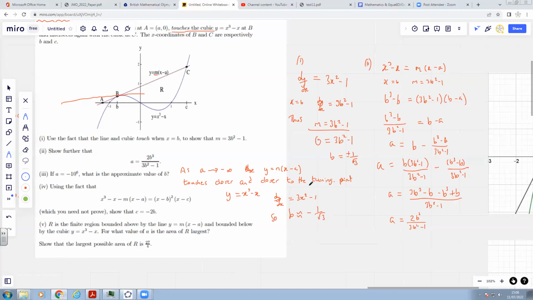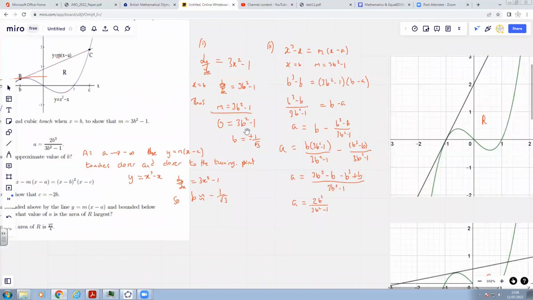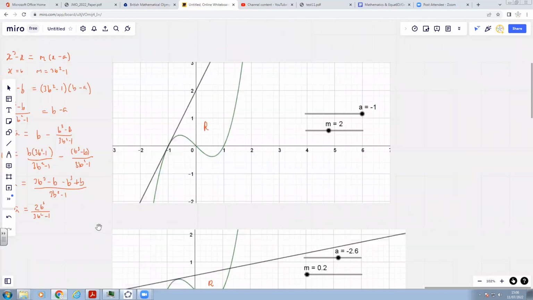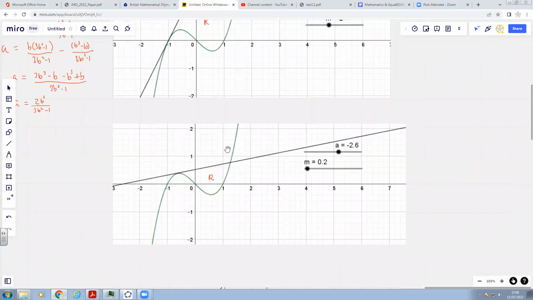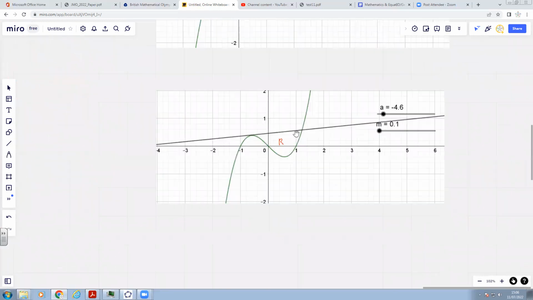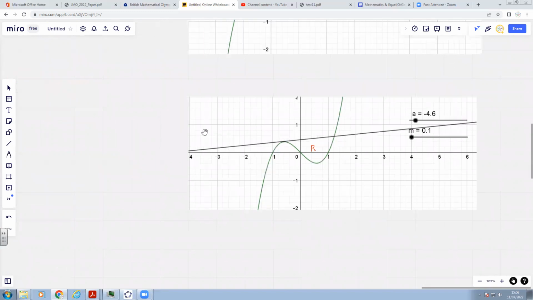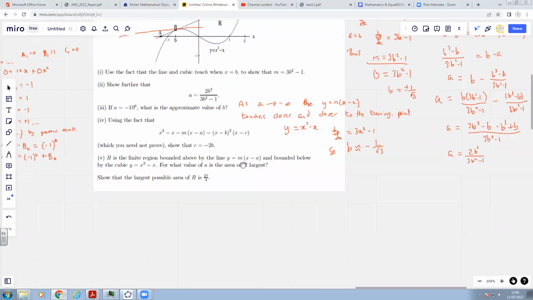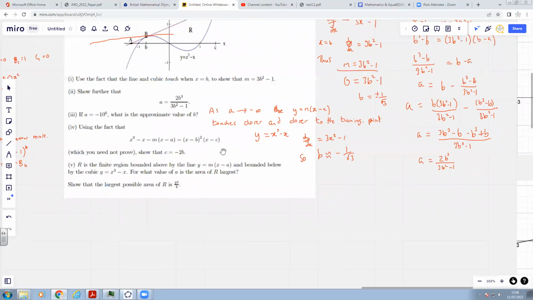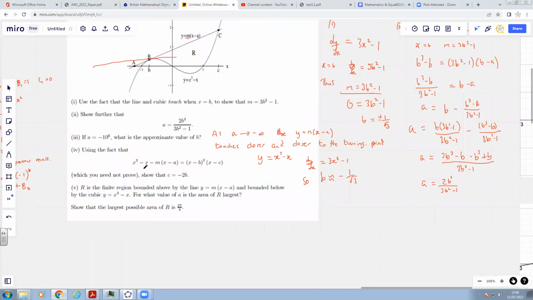Yeah, think about how the line is acting as a becomes more and more negative. Look at these 3 diagrams, it shows it perfectly. A is minus 1, you're up there. A is minus 2.6, well, the gradient's reducing now, and we're going back that way. A is minus 4.6, we're getting very close to the turning point now. And as a gets more and more negative, m gets closer to 0, and this place where they touch gets closer to the turning point. That one can be quite subtle, though. I can understand how you might not quite see what they're getting at there.